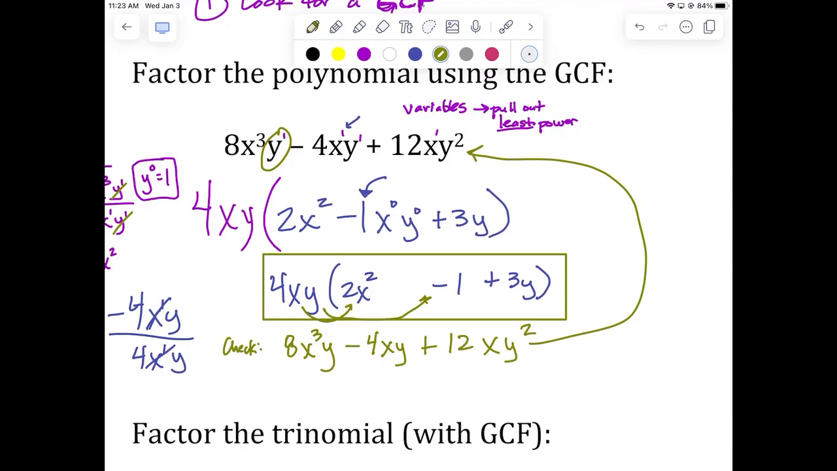So you can always check yourself when you're factoring by remultiplying on the back end of it. And then if you troubleshoot, like, ooh, man, it's close, but I don't have it exactly, I messed up on the middle.